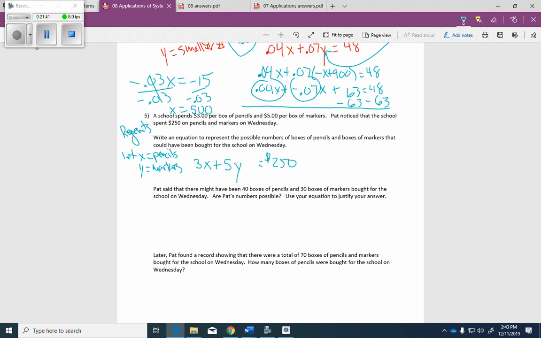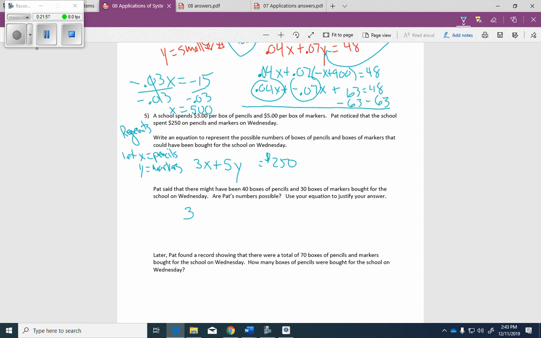And there's my equation. So Pat said that there might have been 40 boxes of pencils and 30 boxes of markers bought for the school on Wednesday. Are Pat's numbers possible? So if Pat's numbers are possible, it means when I plug it into x and y, it should work. So let me just try that.